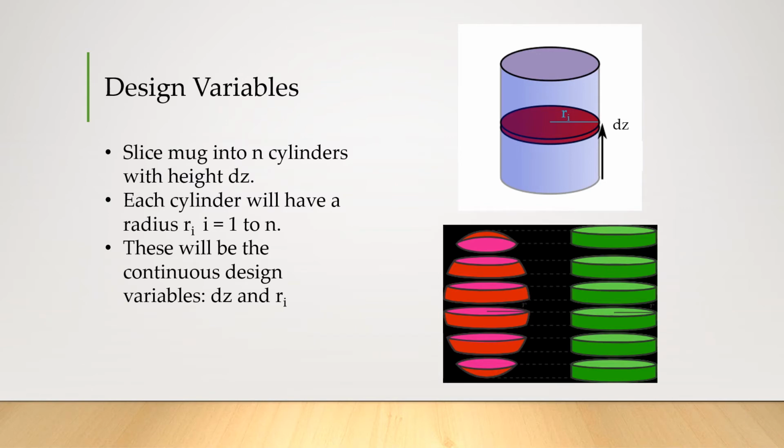To allow for different shaped mugs in my design space, I will approximate the mug shape by slicing it into n cylinders with height dz. Each cylinder will have an independent radius ri, for i is 1 to n. These will be the continuous design variables, dz and ri.